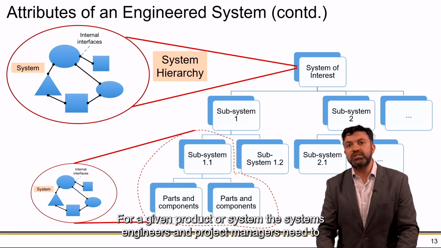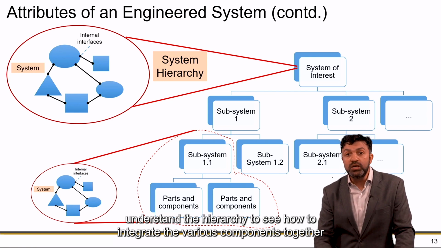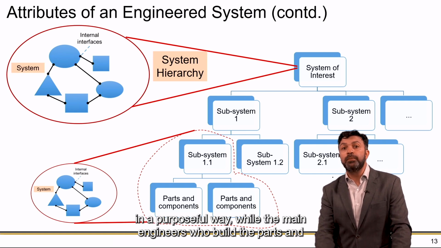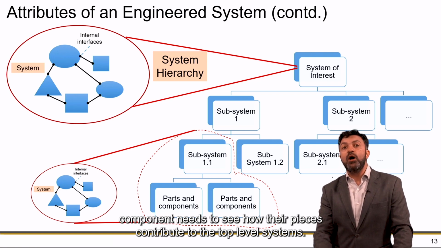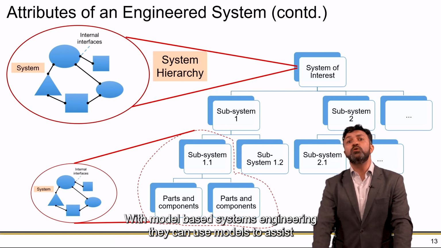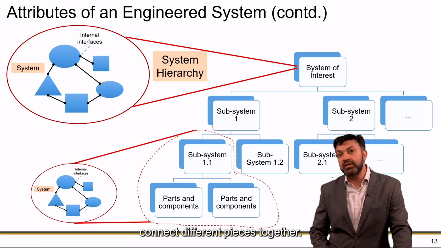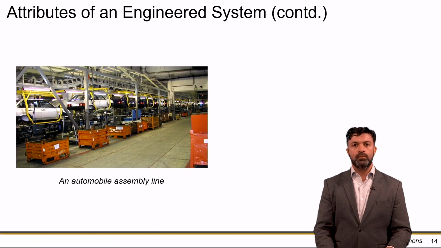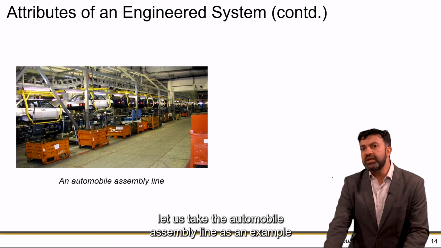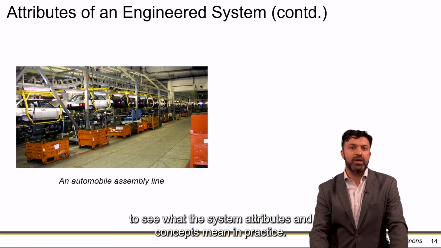For a given product or system, the systems engineers and project managers need to understand this hierarchy to see how to integrate the various components together in a purposeful way, while domain engineers who build the parts and components need to see how their pieces contribute to the top-level systems. With model-based systems engineering, we can use models to assist in our understanding of how to decompose the system hierarchy and connect different pieces together. I know the concepts we just learned can be very abstract, so let us take the automobile assembly line as an example to see what these system attributes and concepts mean in practice.